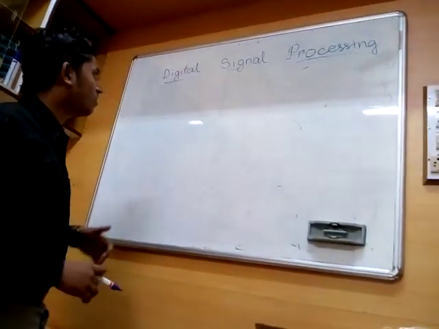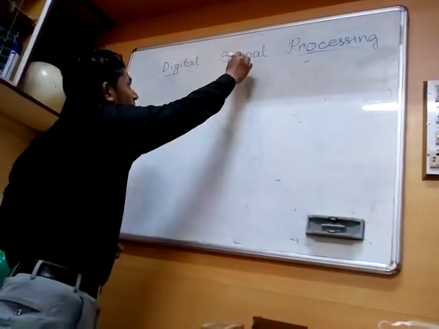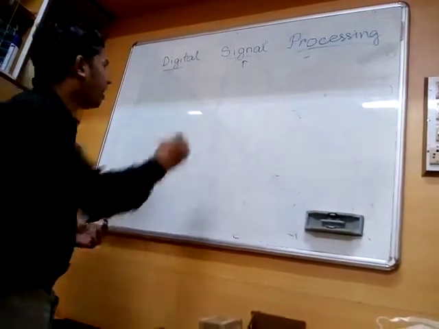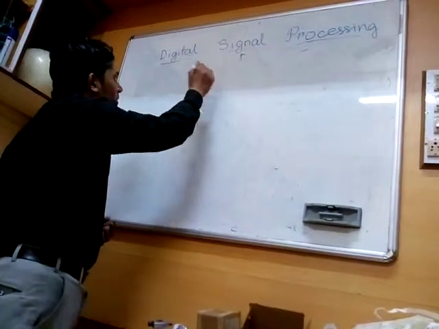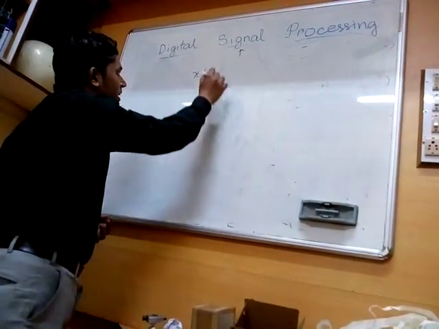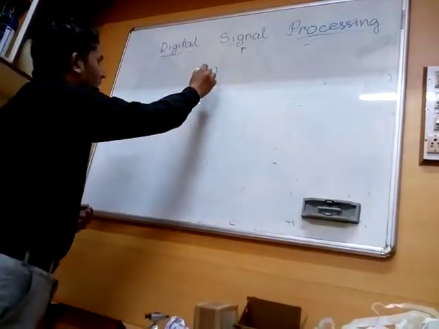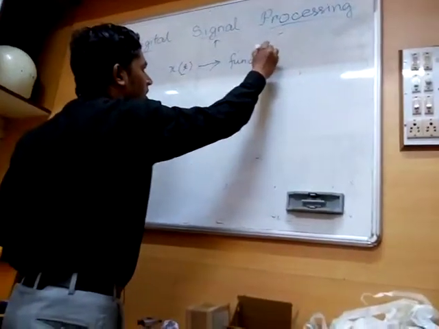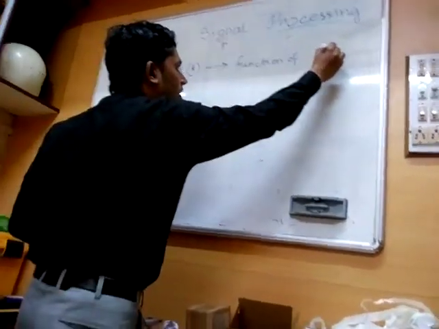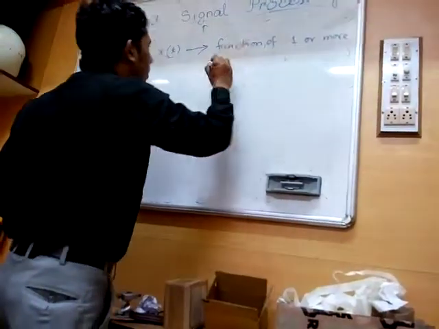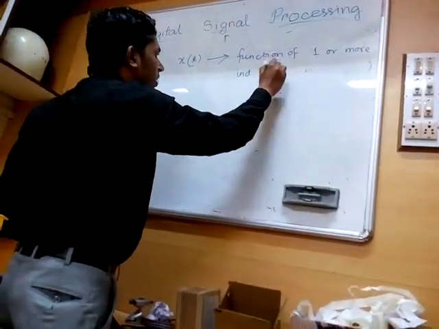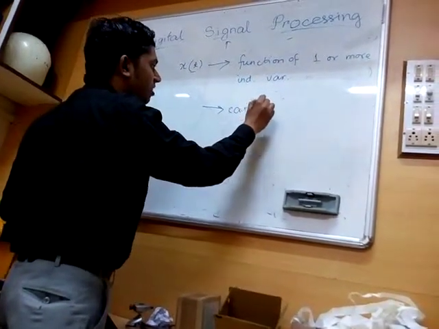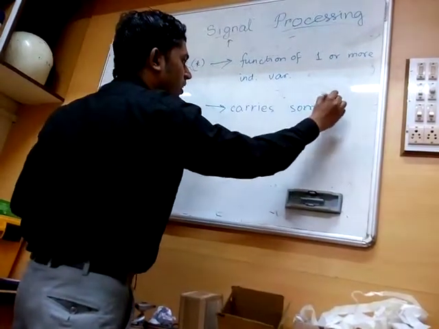So today I would like to highlight this term signal. So what is a signal? A signal is something which is a function of an independent variable and it carries information. So, a function of one or more independent variables and it carries some information.